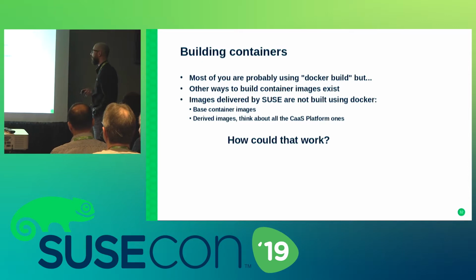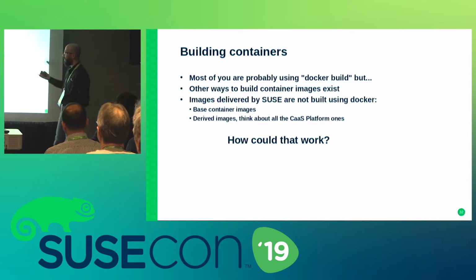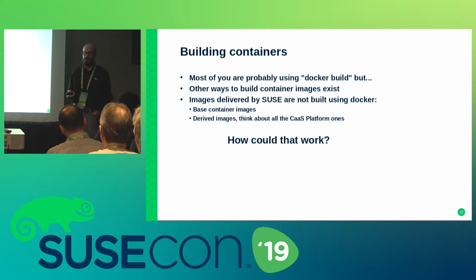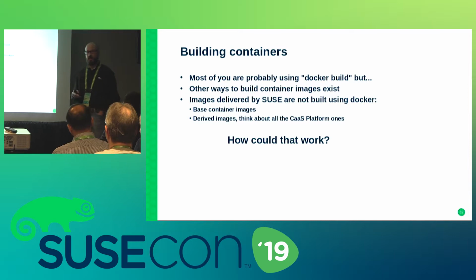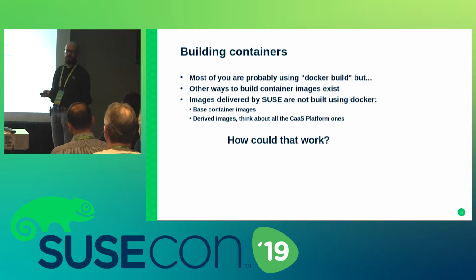You keep adding stuff on top of it. But as I just mentioned, I already mentioned all the projects. There are different ways to build containers. And I will tell you something. If you have been using something containerized by SUSE, this container was not built with Docker build. But it still works with your Docker engine. So how so? I mean, how is this magic working?